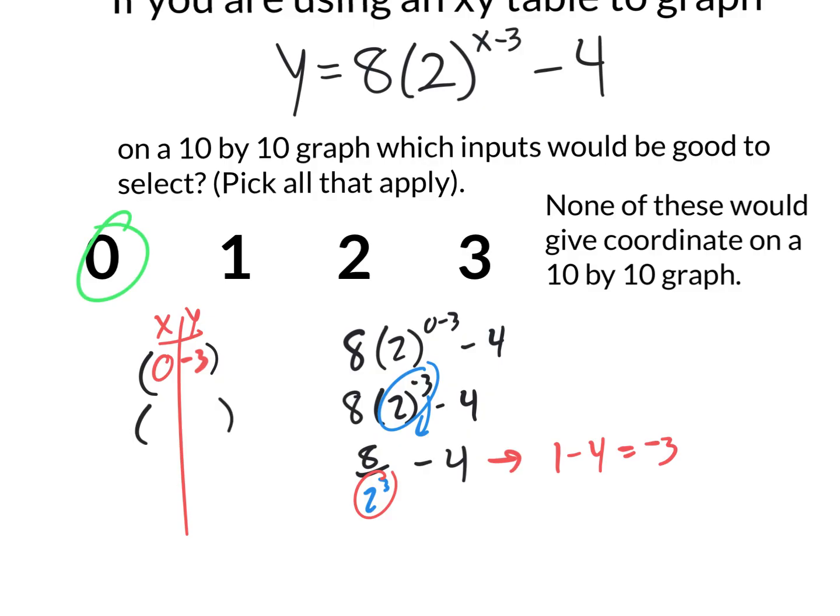Could we plug in a 1? Well, you'd have to do that. Plug in a 1 right there. 1 minus 3 is negative 2. What's 2 to the negative 2 power? Anybody? 2 to the negative 2 power?